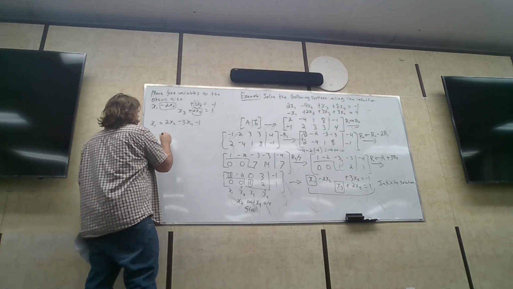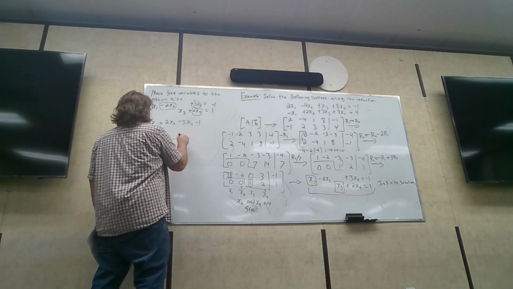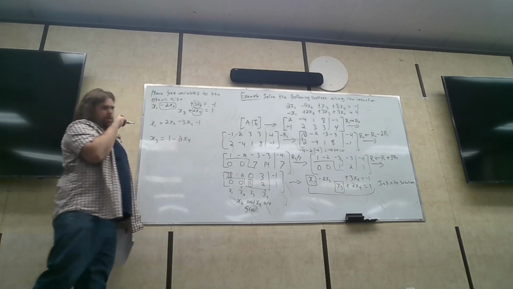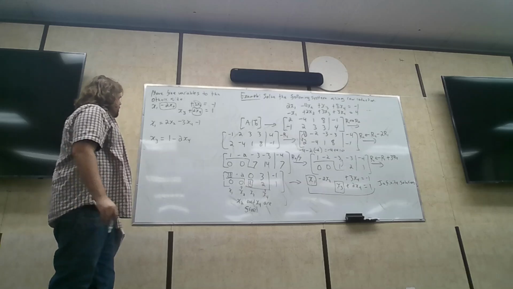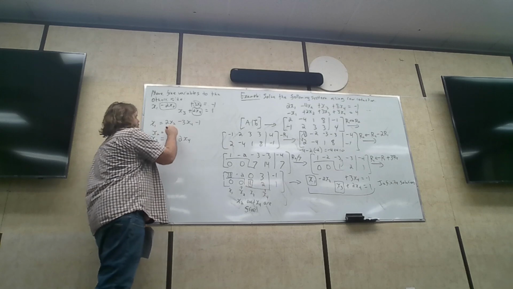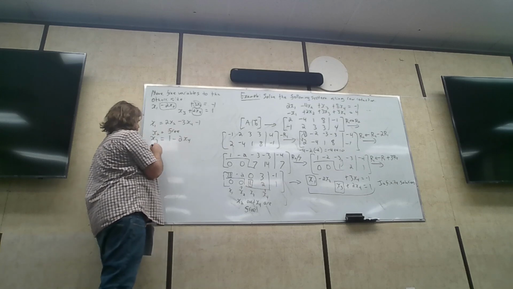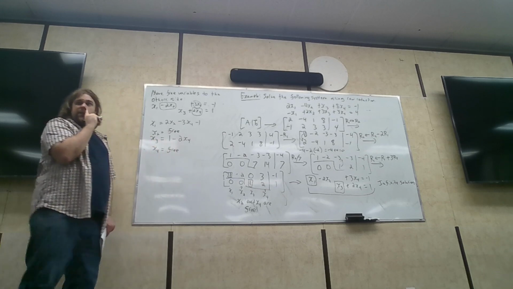x3 is 1 minus 2x4. Doesn't matter which order you write them in, it's fine, it's just an equation. So what I'm saying is x2 is free. x4 is free. You can choose it to be whatever you want.